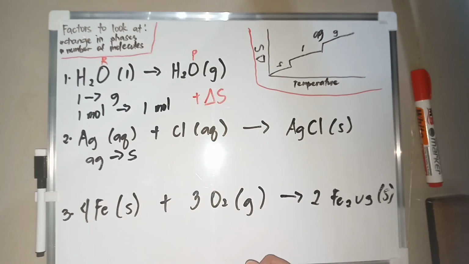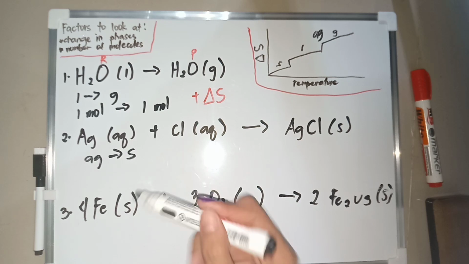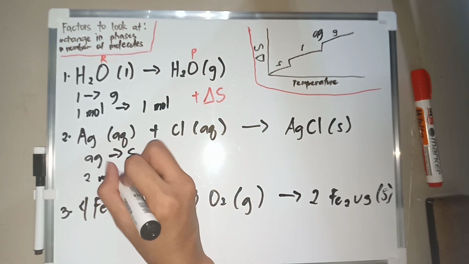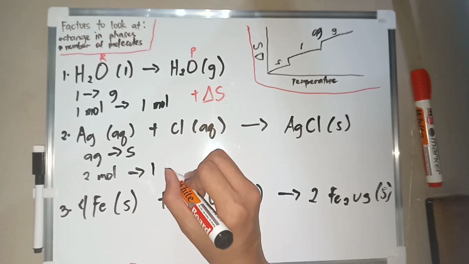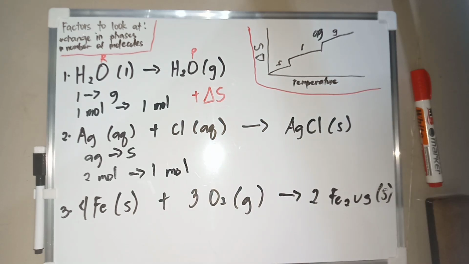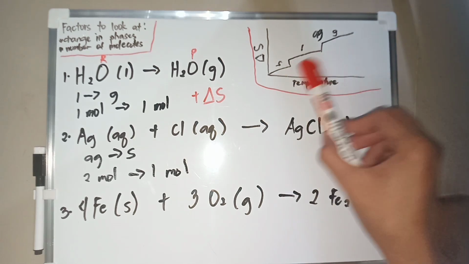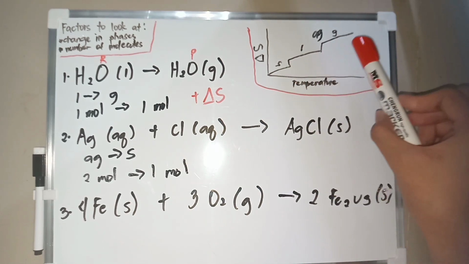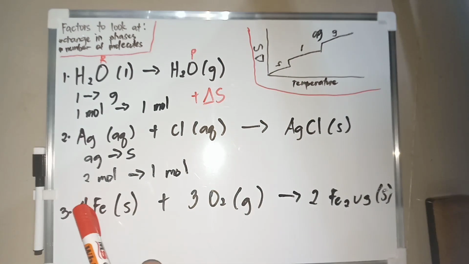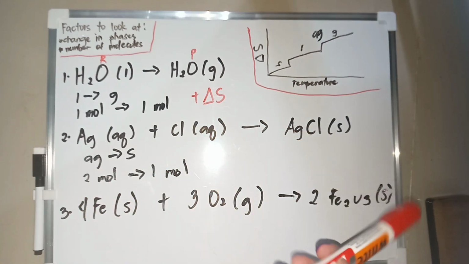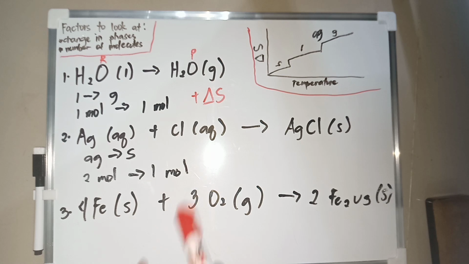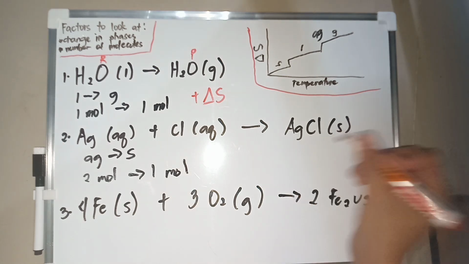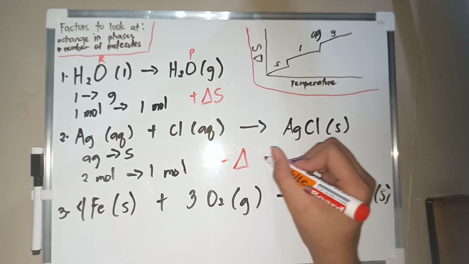And for the number of molecules, in our reactant we have two molecules, and our product has only one molecule. Which means that AQ going down here in our chart will have a decrease in entropy. Since a decrease in entropy is also a decrease in the number of molecules, going from two molecules to one molecule, we can conclude that number two will have a decrease in entropy.